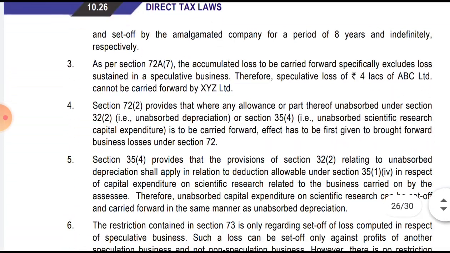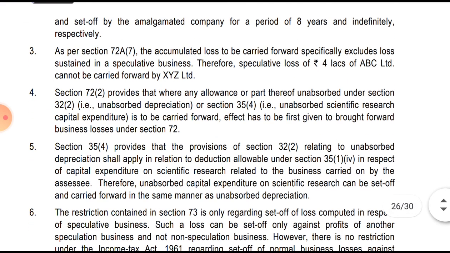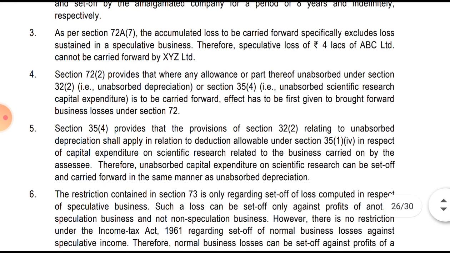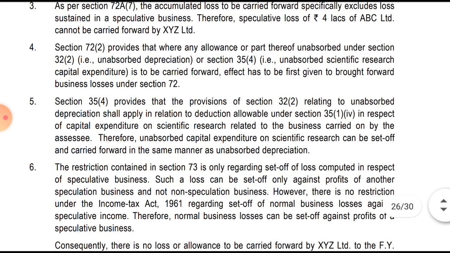So it is stated in 72A(7). Section 72A provides that where the allowance or part thereof of unabsorbed depreciation is to be carried forward, effect is given to the brought forward losses as per section 72. It means we can carry forward this unabsorbed depreciation and unabsorbed scientific research.